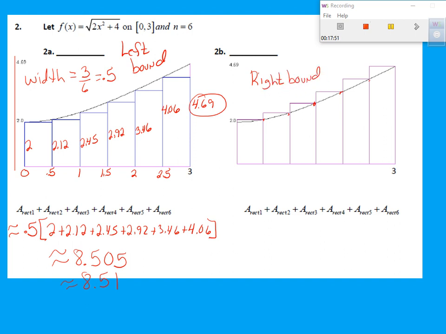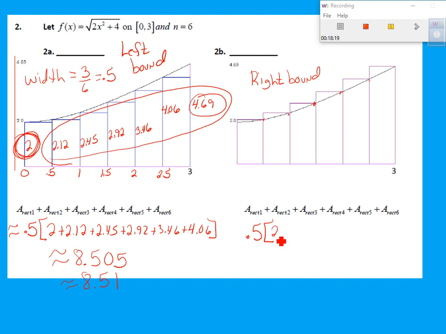Well, I'm not going to work very hard. I know each rectangle width is 0.5. I need all the numbers that represent the heights from the right. So in this case, let's peek at 2a real fast. I will not use this left bounded number. I will use all of these numbers. So notice I won't be using this 2, but I'm going to have a number after the 4.06.